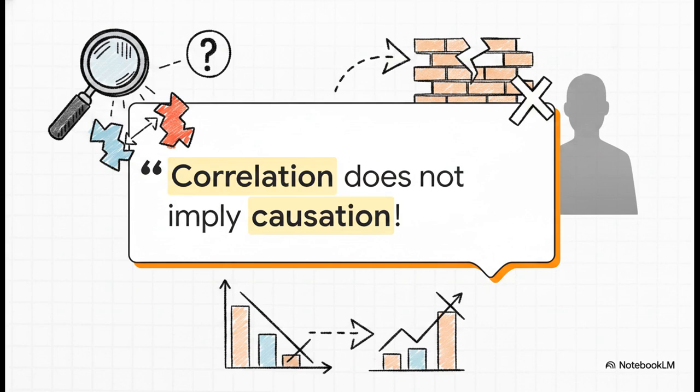Now, if you remember only one thing from this entire explainer, let it be this absolute golden rule of statistics. Correlation does not imply causation. Seriously, just because two clues show up together at a crime scene in a predictable pattern, that absolutely does not mean one caused the other. Think about it. Ice cream sales and shark attacks both spike in July. But eating a scoop of vanilla doesn't cause a shark attack. They're just both reacting to a hidden third variable, which is the hot summer weather.